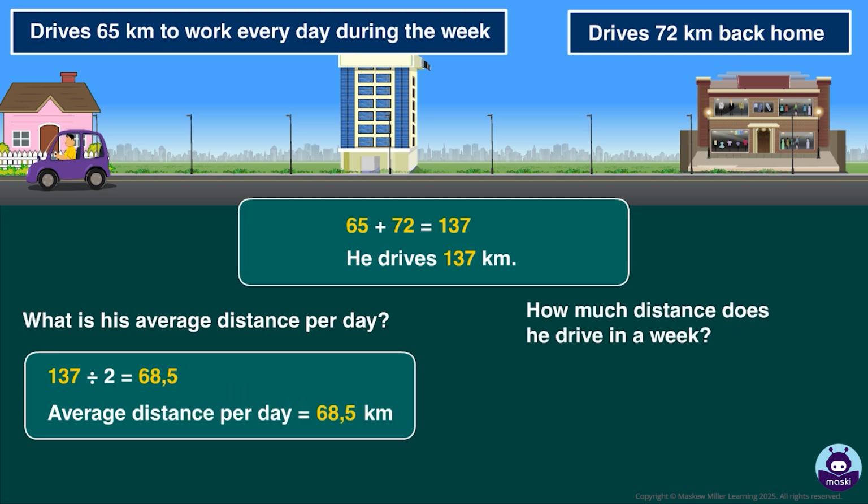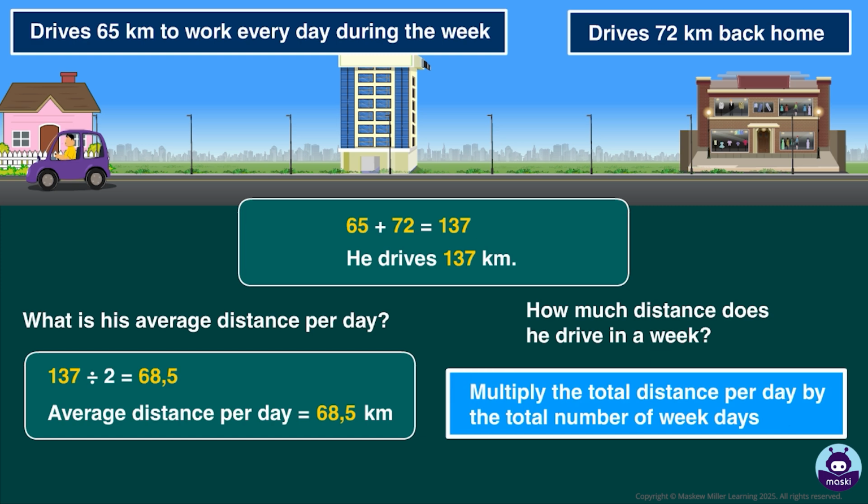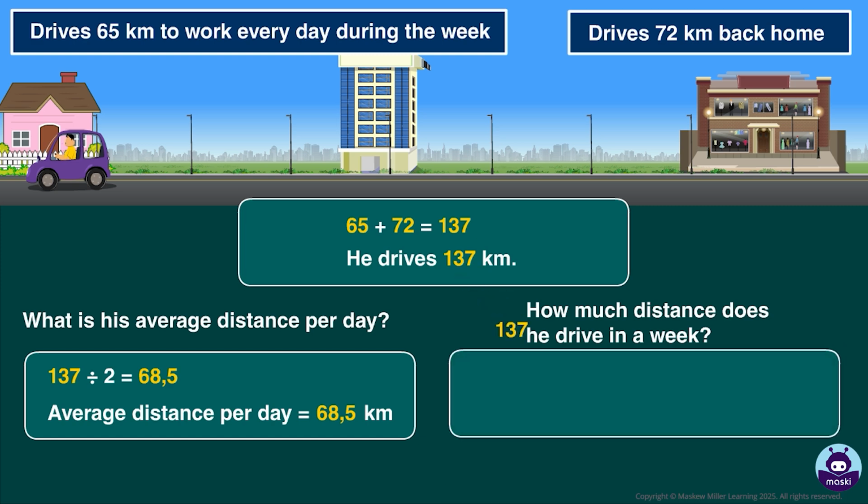How much distance does he drive in a week? Let us multiply the total distance per day by the total number of weekdays. 137 times 5 equals 685. He drives 685 kilometers per week.